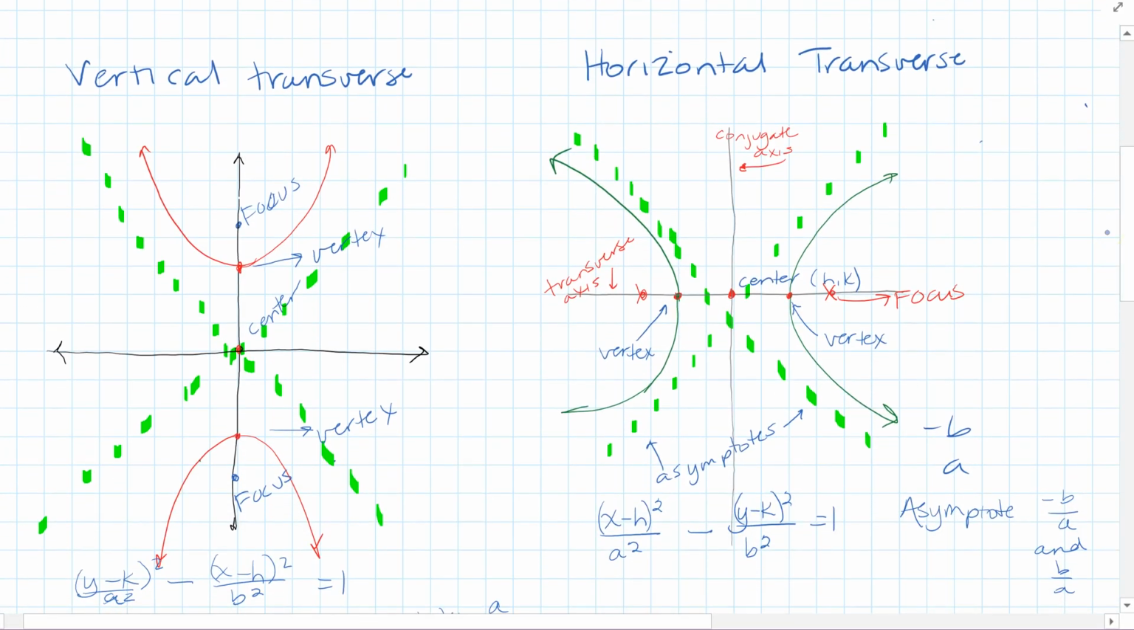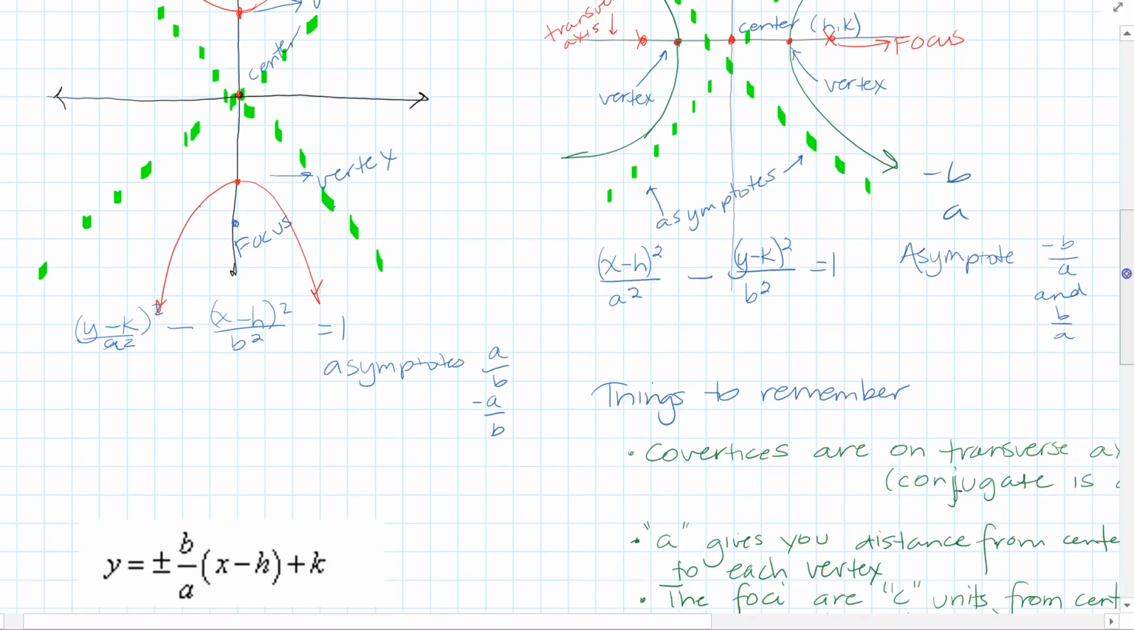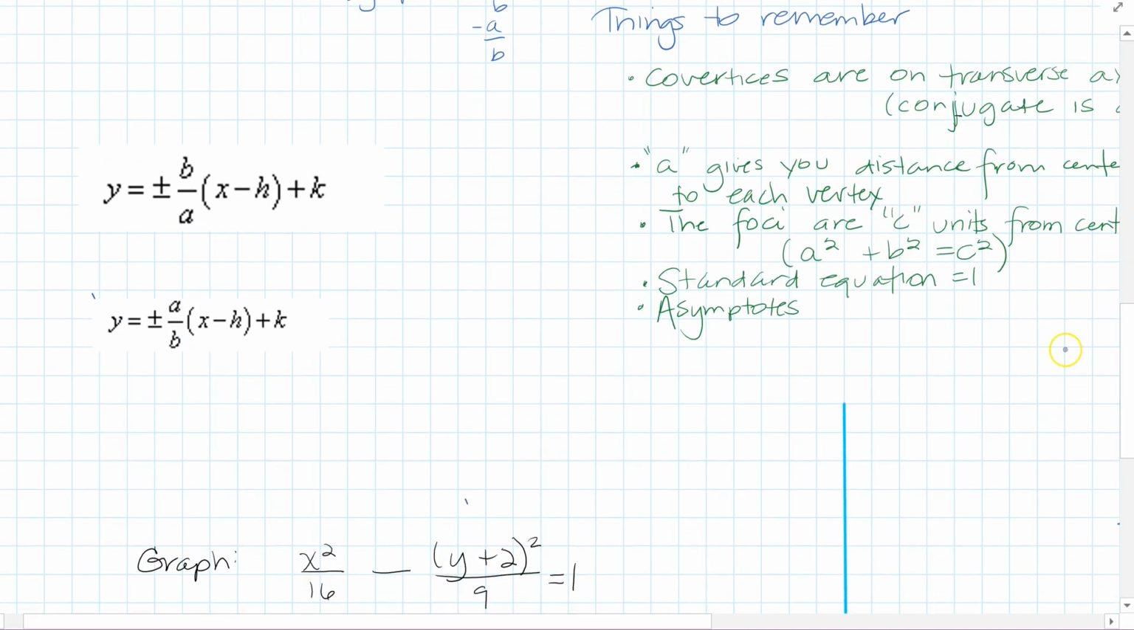Now you can draw this if you want. It's not a very good drawing. I'd rather you wait until we graph both of them so you can kind of see what everything is and then label it. I think you'll remember it better. So we're going to look at the vertical transverse and the horizontal transverse. And as a matter of fact, if you look in your book, there'll be some things to remember.